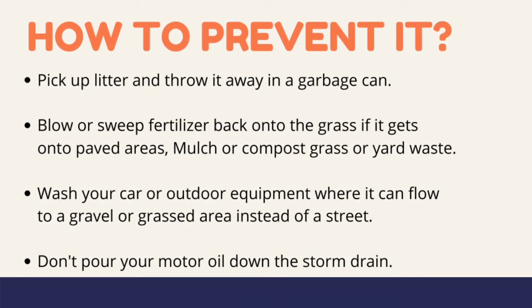According to a site called raleighnc.com, there are ways to prevent water pollution. The examples are: pick up litter and throw it away in a garbage can. Blow or sweep fertilizer back into the grass if it gets onto paved areas. Mulch or compost grass or yard waste.